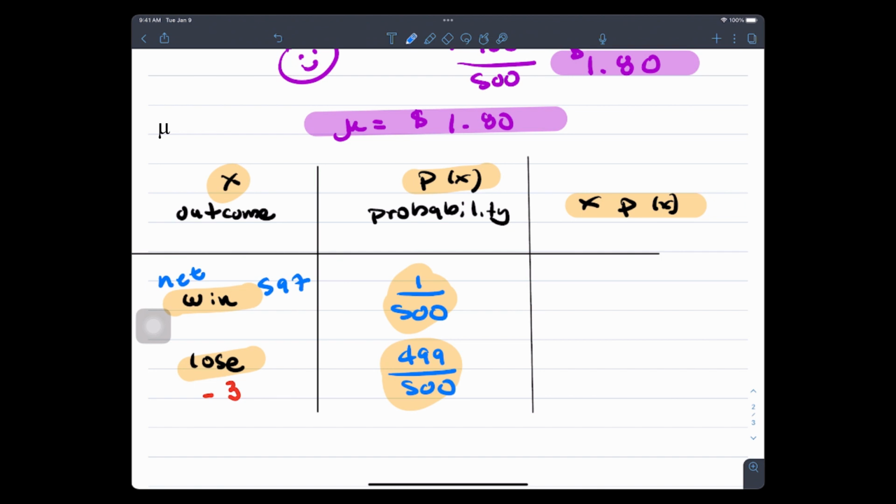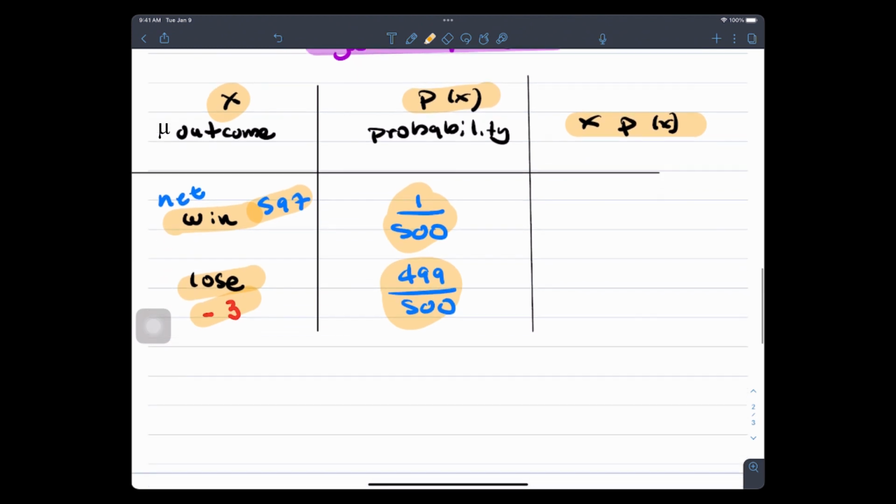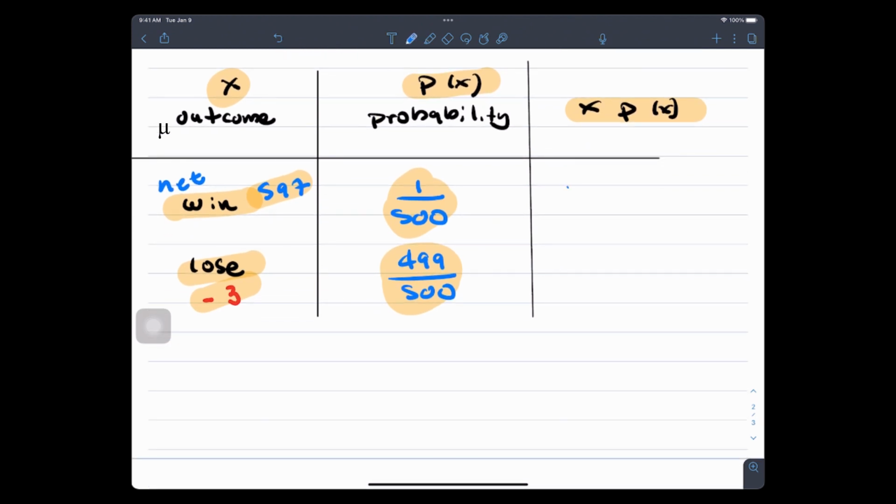So I know you're going to go around and tell your friends, guess what? I won $600. I know that. But what's the problem? You really netted $597, because 3 of those dollars were yours. So ladies and gentlemen, this is how you deduce the amount of winning and losing. Because to use the definition, we now got to take that $597, the x value, times 1 over 500. We now got to take that -3 times $499 out of 500.